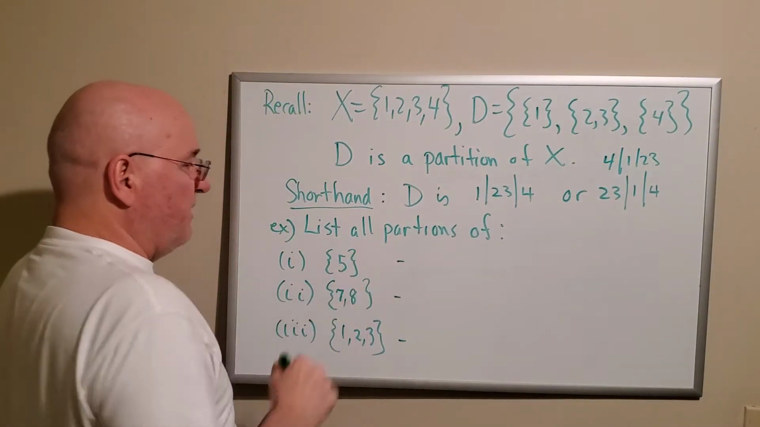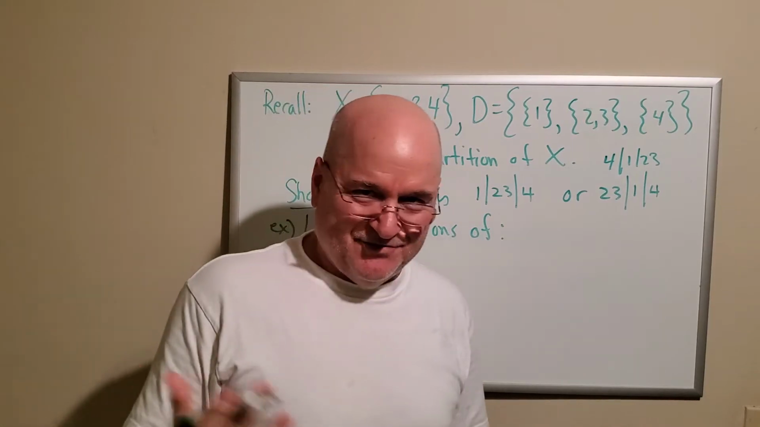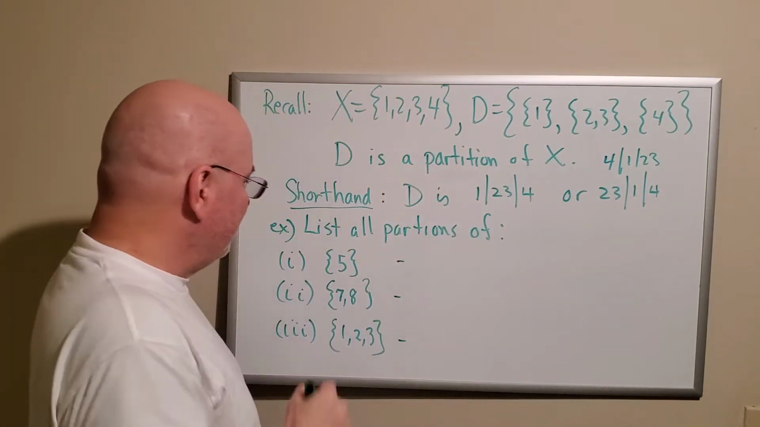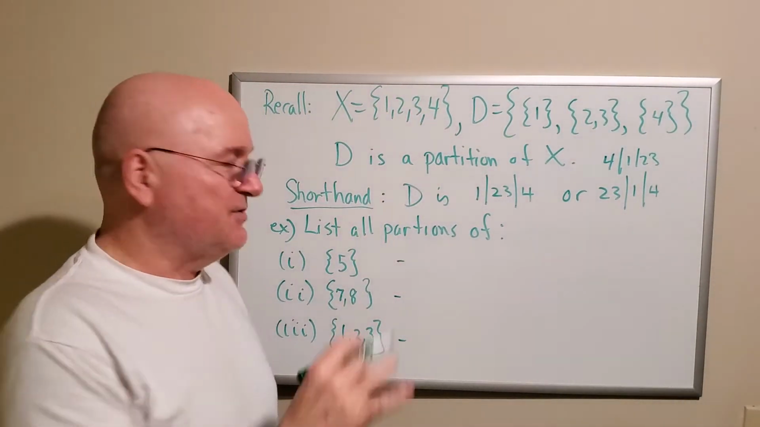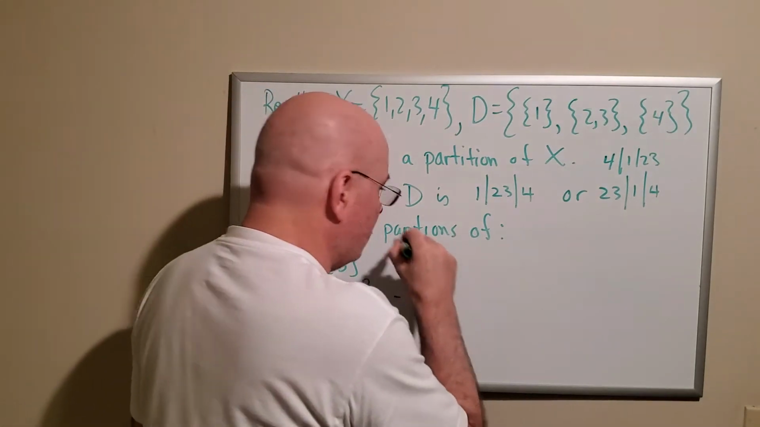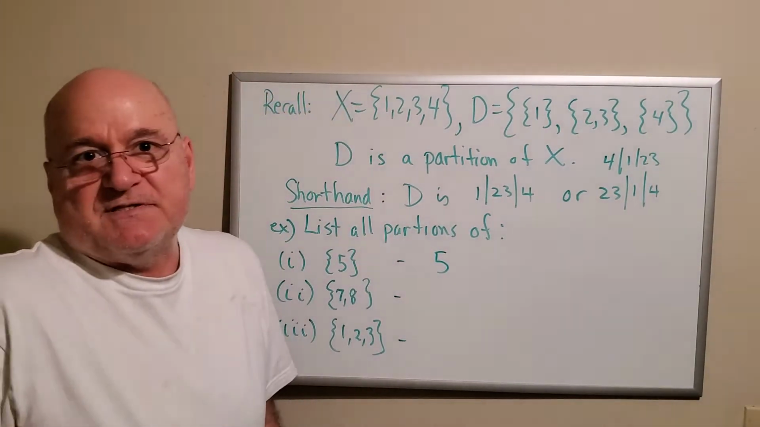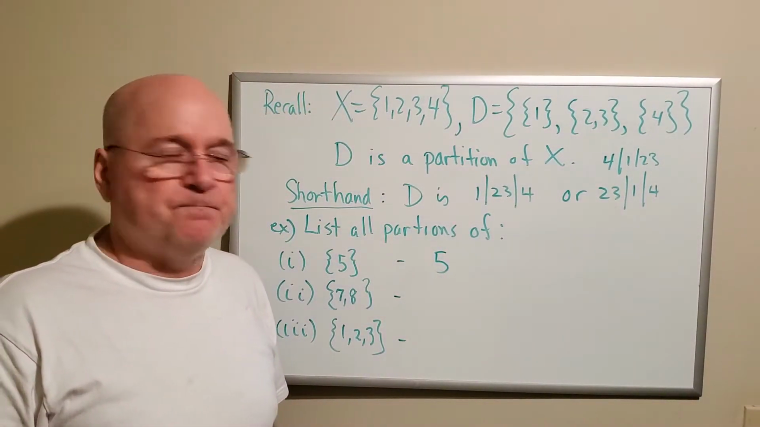All three of these are equivalent. Well, let's list all the partitions of the following sets. The first one's trivial. There's only one element in it. There's only one partition. That's it, just the element itself.